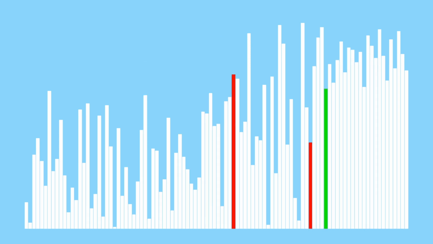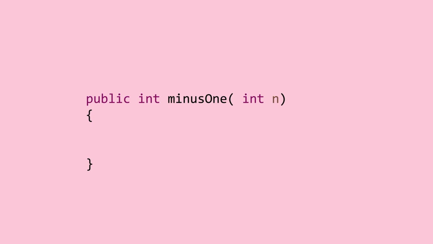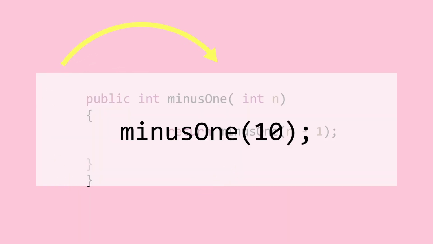So how is this useful in programming? It is famously used in quicksort to sort data. Let's look at a recursive method called minusOne. It returns a call to itself with n-1 passed on as a parameter. Let's call the method and pass in 10 as the argument.